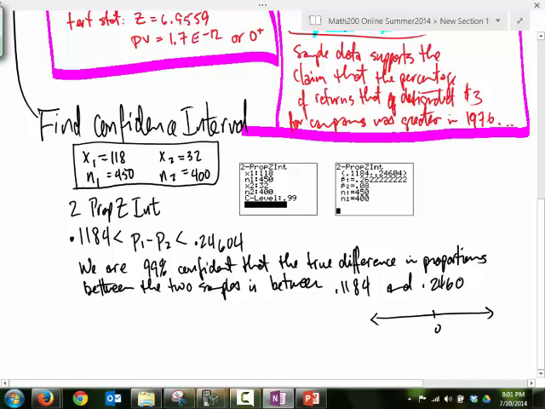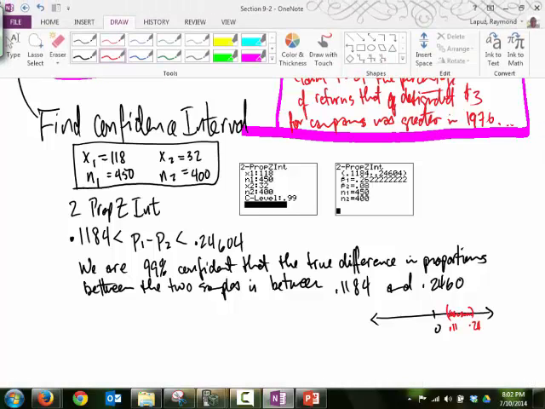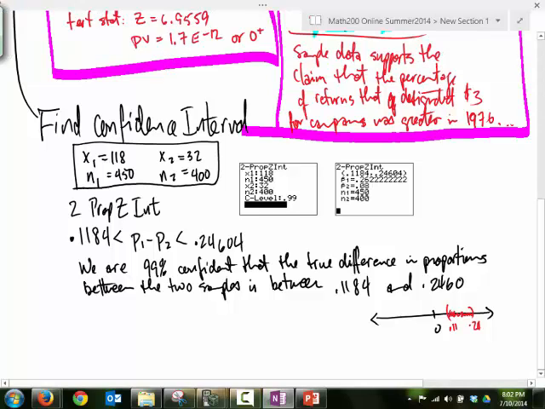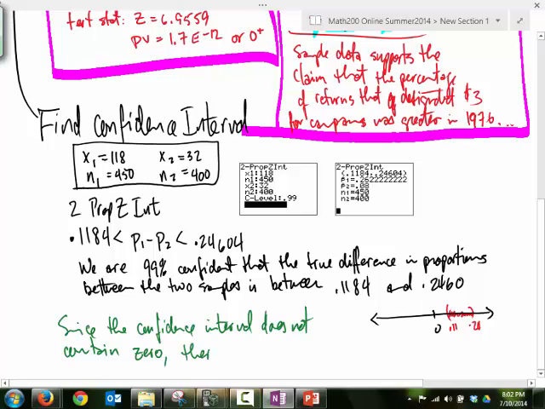Oops, this is on the right side. This is 0.11, 0.24. So if you're looking at the difference between two proportions or two means or two whatever, and it doesn't contain 0, since the confidence interval does not contain 0, there is a significant difference between the two proportions.